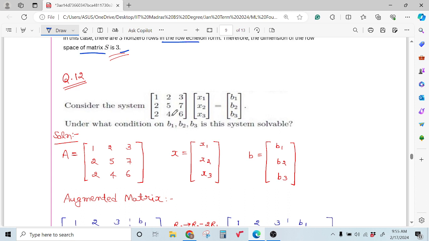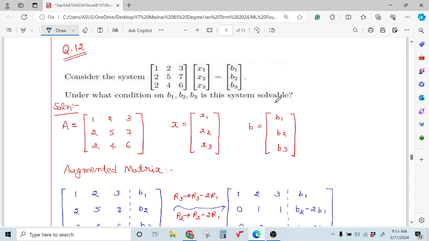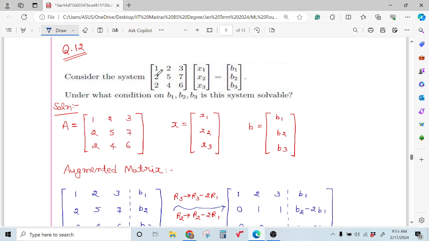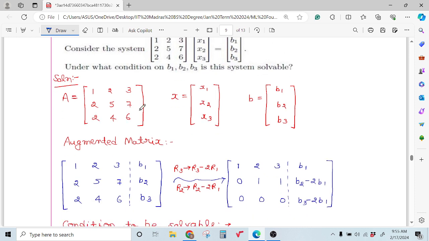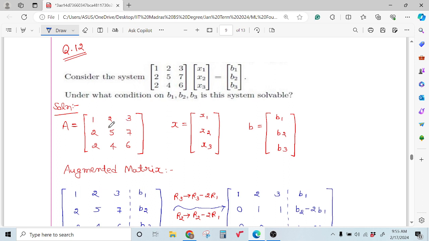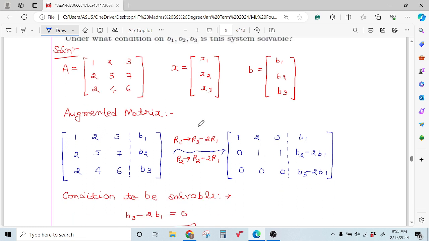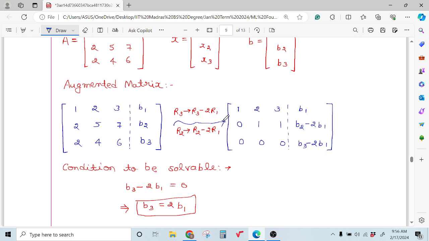Problem number 12. Consider this system. Under what condition on B1, B2, B3 is this system solvable? To find the condition, we will first convert this system into an augmented matrix. Here matrix A is this, X is X1, X2, X3, and B is B1, B2, B3. So the augmented matrix is this. We will apply row operations and use the Gauss elimination method, and get this.